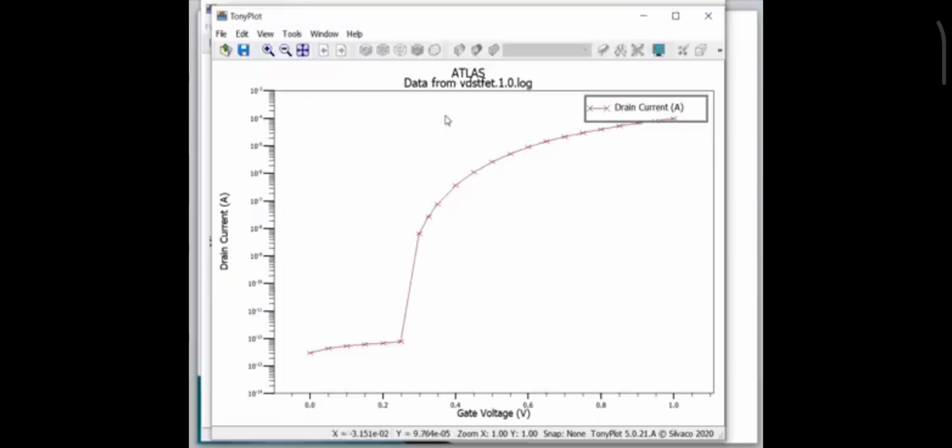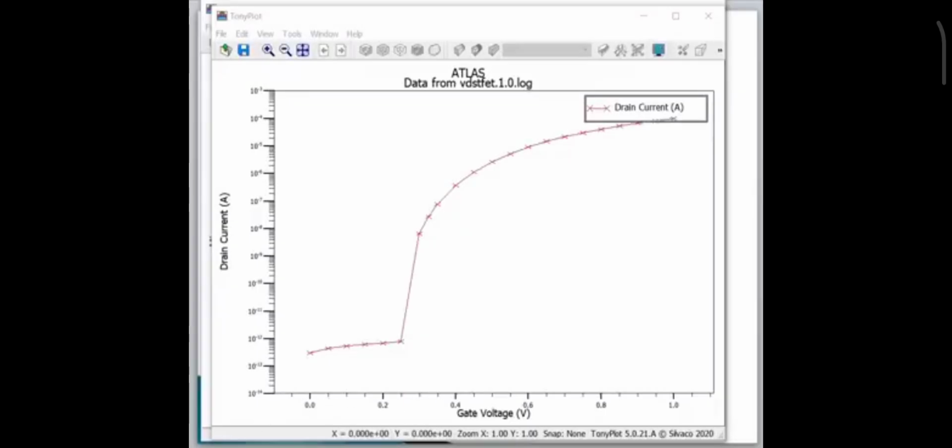That is the current in the milliampere range. And the value of the off current is approximately between 10 raised to power minus 12 to 10 raised to power minus 13. The point to be noted is that the subthreshold slope is very low, so the switching speed of the device is very good. Gate voltage varies from 0 to 1 volt and the threshold voltage is around 0.25 volt.